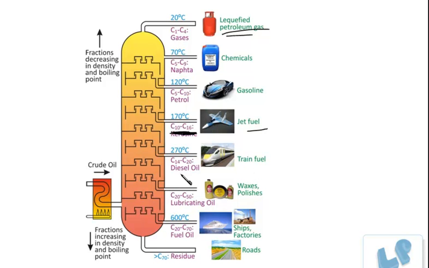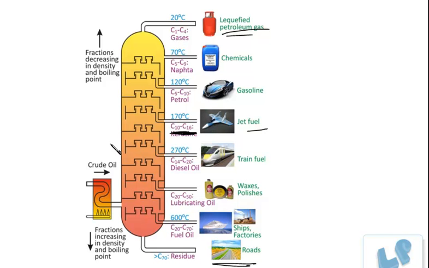At the higher temperatures, lubricating oil is obtained. At 600 degrees centigrade, the fuel oil for ships and factories is obtained. And at still higher temperature, whatever is left is used for the residual. Whatever is left is used for making coal tar, that is used for making roads.